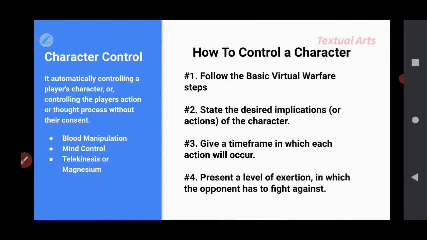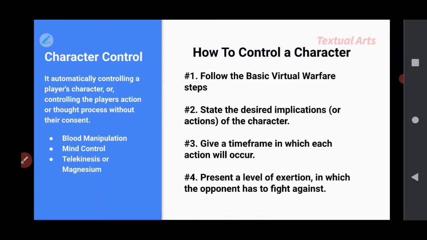And the last one is to present a level of exertion in which the opponent has to fight against. Now, this is one of the most tricky things. Even for me, I still haven't fully understood the idea of implementing laws of exertion in a way that's truly consistent. The only thing you can do is have it as a reference point and use principles around that, like drawbacks, fatigue, willpower, stuff like that, to reinforce the consistency of it.